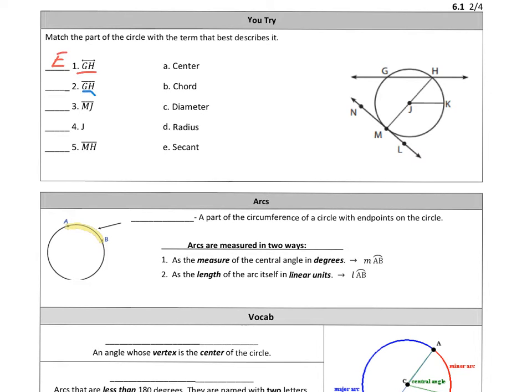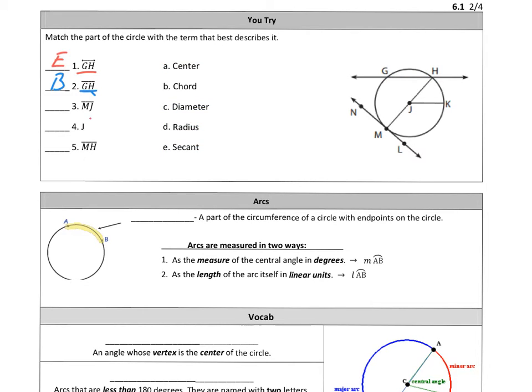Now for the next one, segment GH. So in this case, I'm only worried about going from G to H. All right, now we already ruled out secant. All right, can't be a radius because it doesn't touch the center, and it can't be a diameter because it doesn't touch the center. All right, and it's not just a single point, so it isn't the center, which leaves me with B.